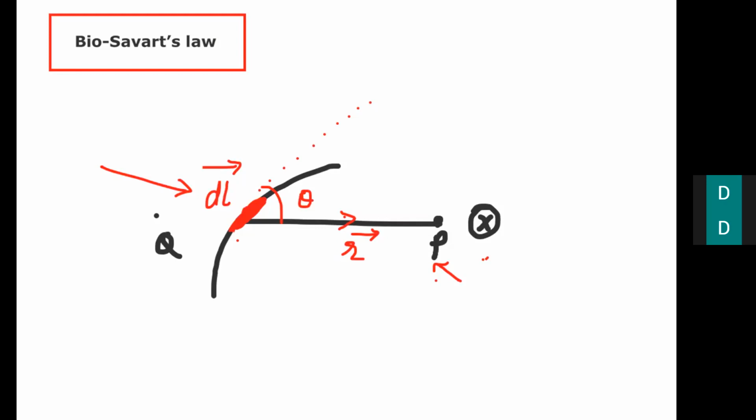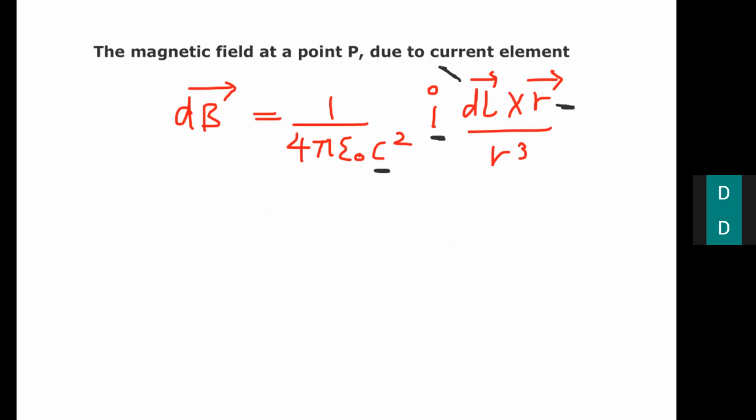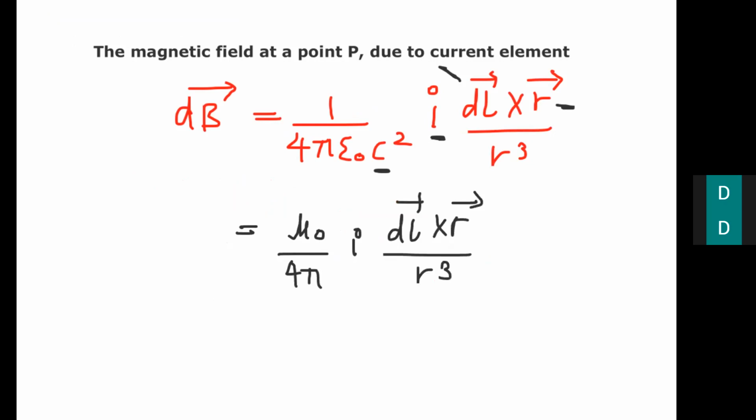So then there is 1 upon epsilon 0 c square. We can replace this epsilon 0 c square with mu 0, which is actually the permeability of vacuum. So we can write it as mu 0 upon 4 pi into I dl cross r upon r cube. This is the mathematical form of Biot-Savart's law.